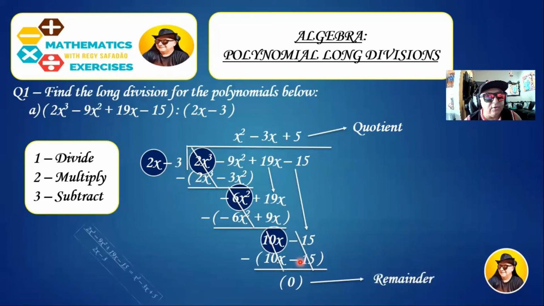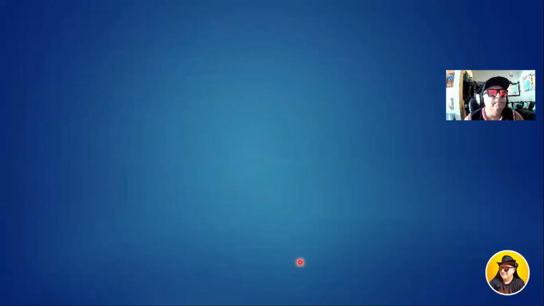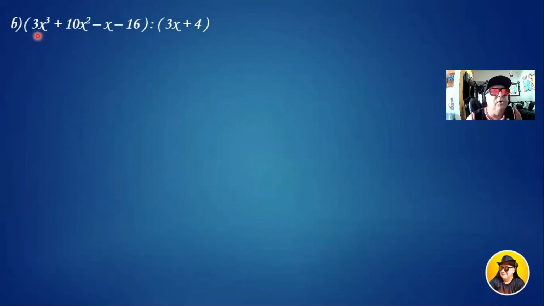All right, so our result is that 2x cubed minus 9x squared plus 19x minus 15 divided by 2x minus 6 minus 3 is x squared minus 3x plus 5. This is a perfect division because the remainder is 0. Let's see, let's do question B. I want to divide 3x cubed plus 10x squared minus x minus 16 divided by 3x plus 4.